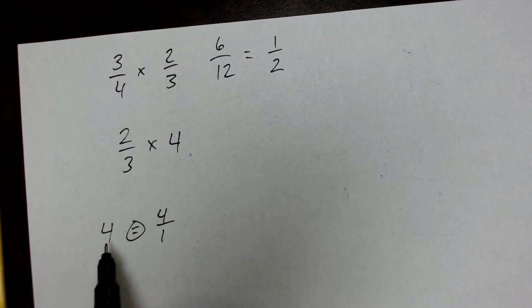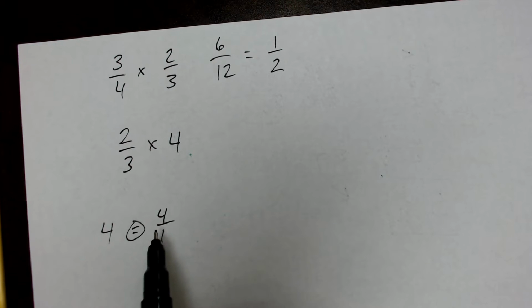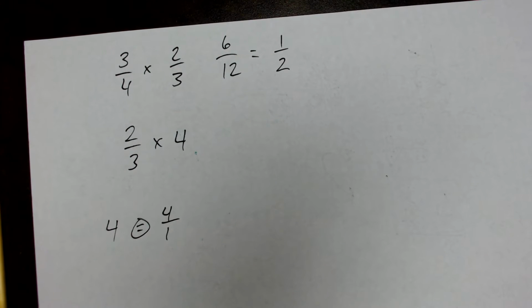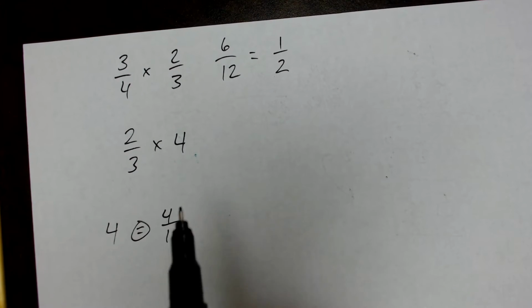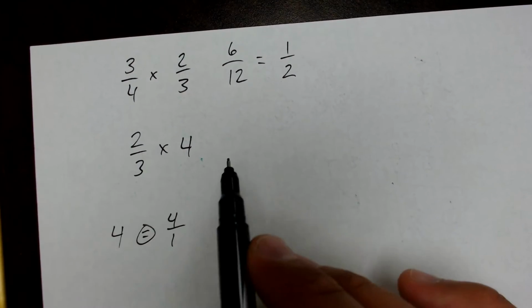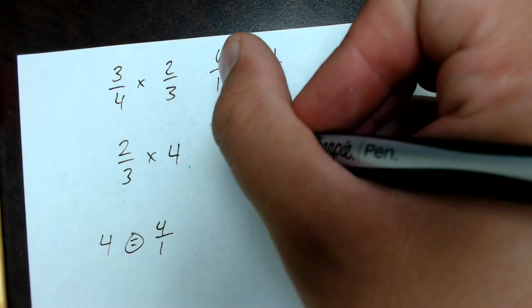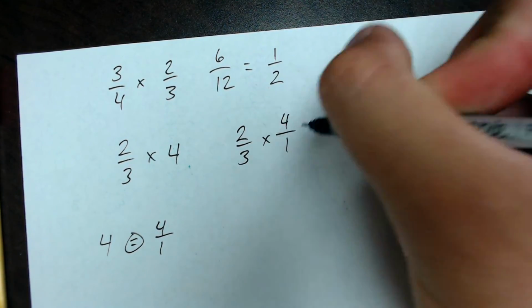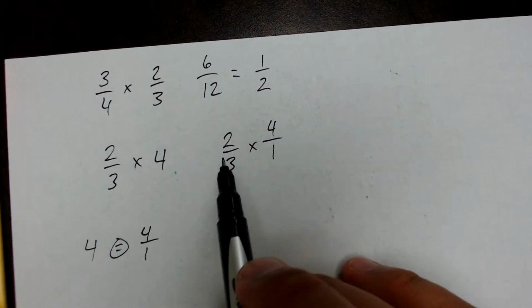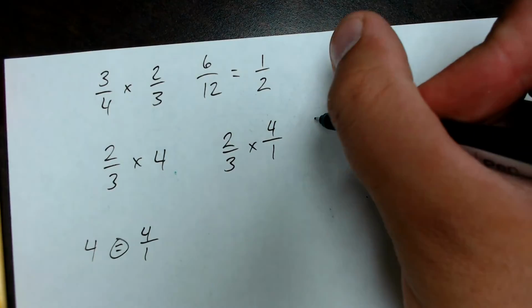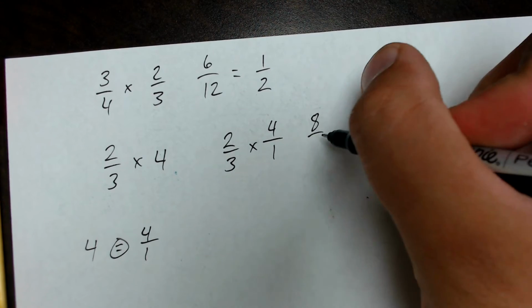So any whole number can be turned into a fraction by simply writing it as a numerator over the denominator of 1. If you remember your 1 times tables or your 1 division tables, any number divided by 1 is equal to itself. So instead of doing 2/3 times 4, I'm going to rewrite this problem as 2/3 times 4 over 1. From there, I just follow my multiplication rules. 2 times 4 is 8. 3 times 1 is 3.